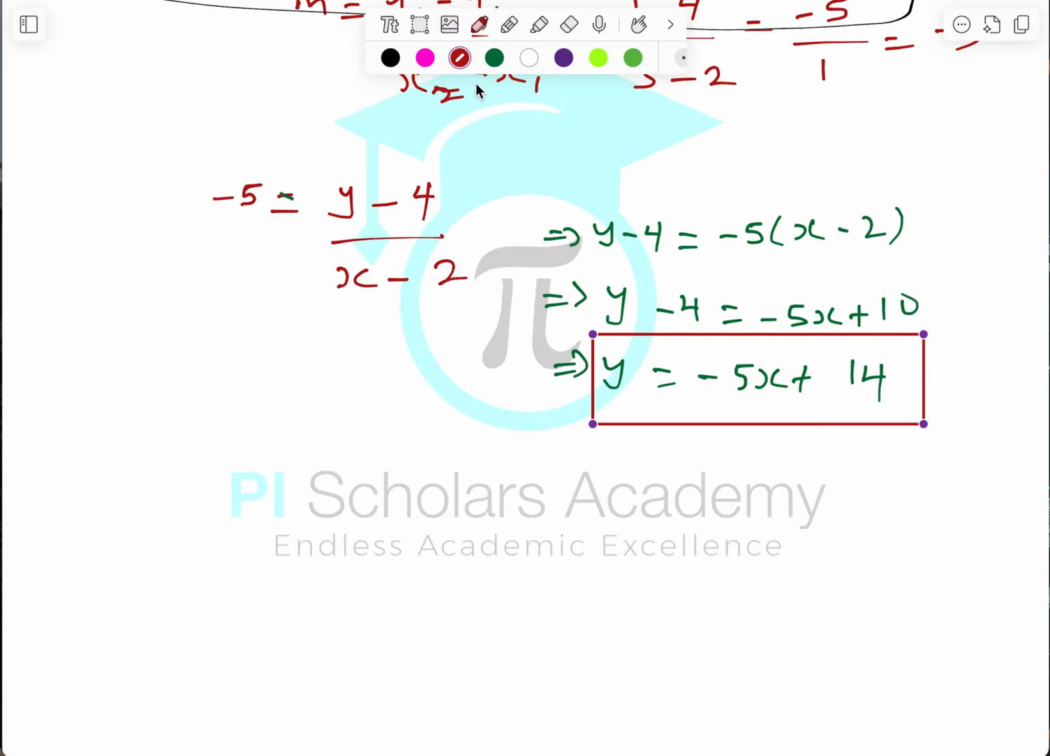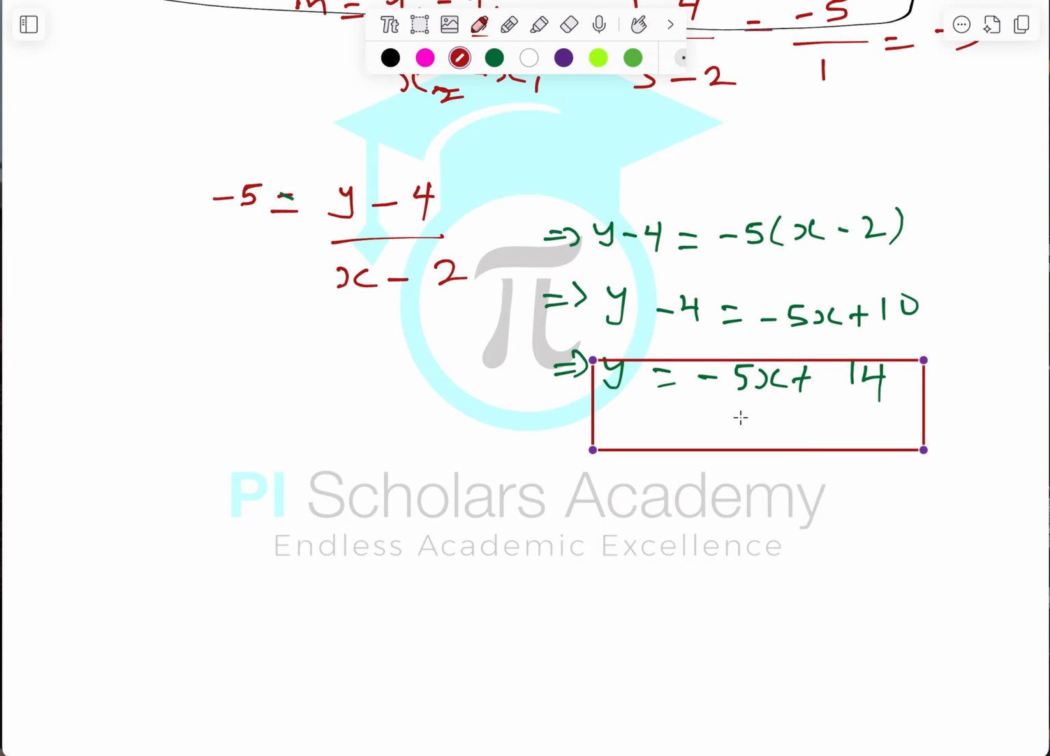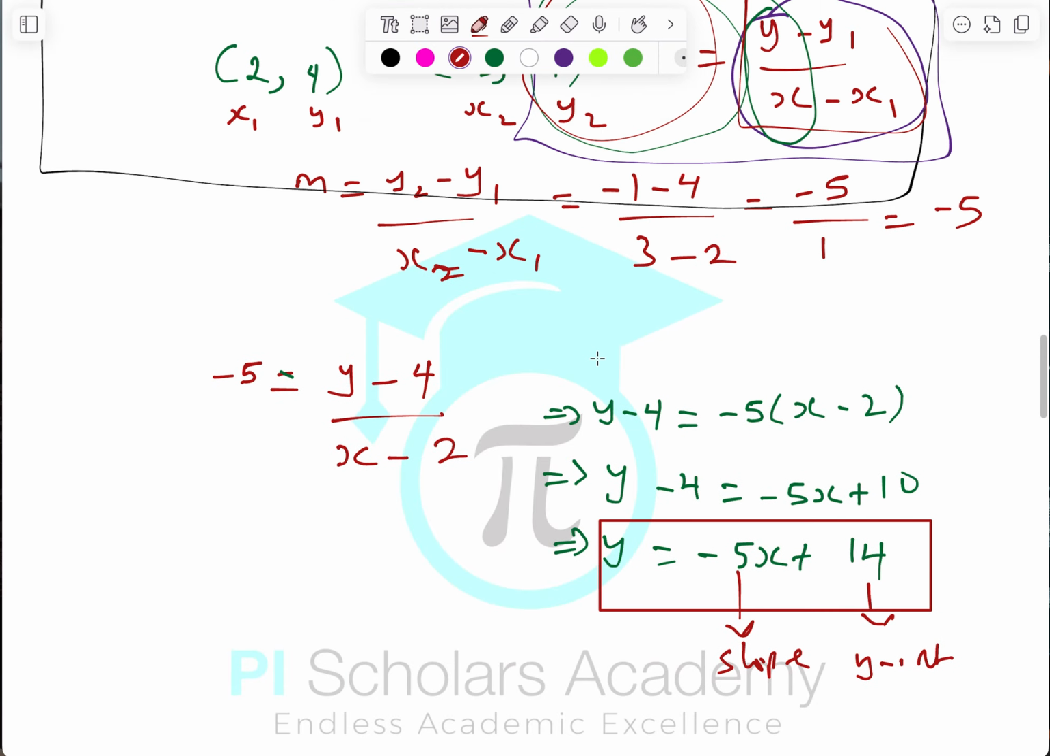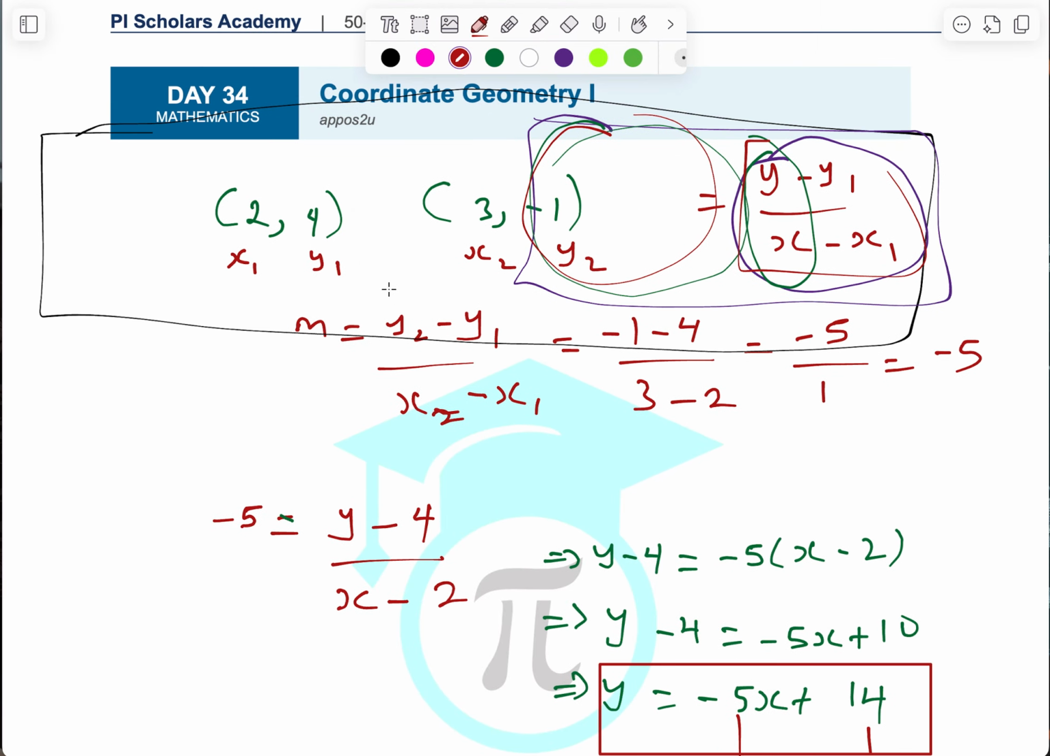And you can read here that -5 is going to be the slope, which we already know. And 14 is going to be the y-intercept. So somebody would ask, you had chosen x1, y1 as 2 and 4. What if you chose 3 and -1? Would it still give the same thing?